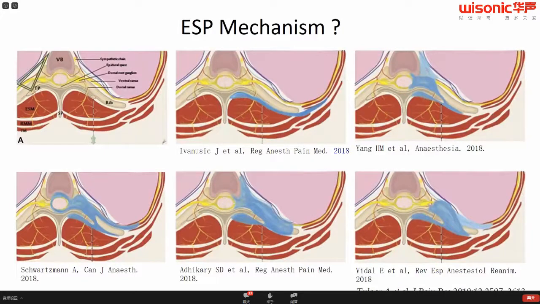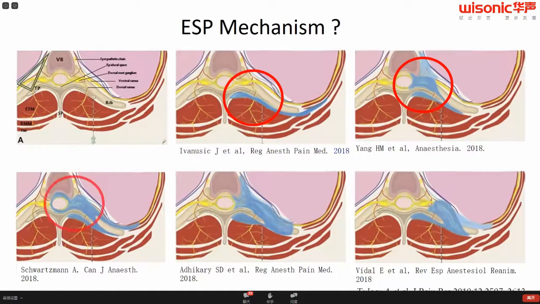And many other cadaver studies were done to look for the mechanism of an erector spinae plane block, and you can see different results. Here you can see what you have seen before, only a dorsal spread and a spread around the dorsal ramus. In this study, they could demonstrate that local anesthetic, this is the light blue color, was found in the paravertebral space.